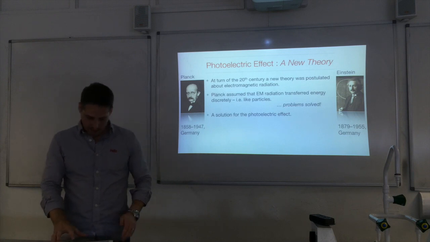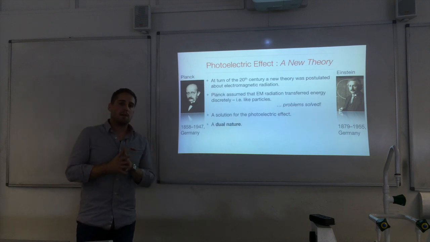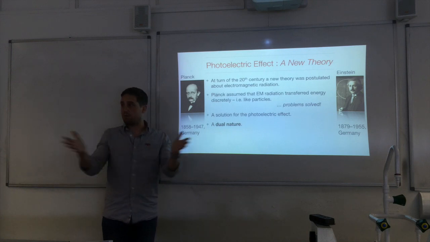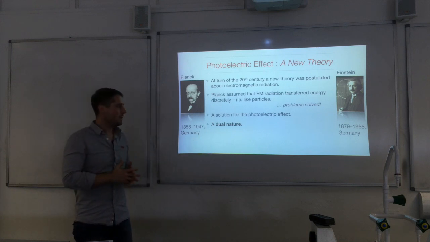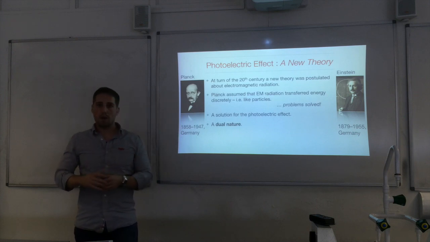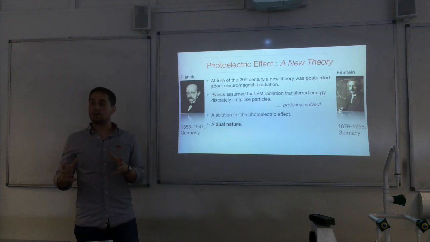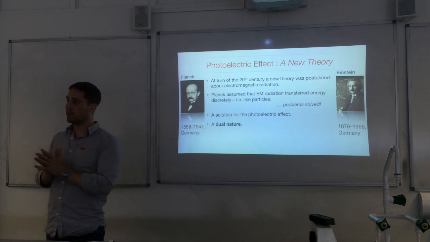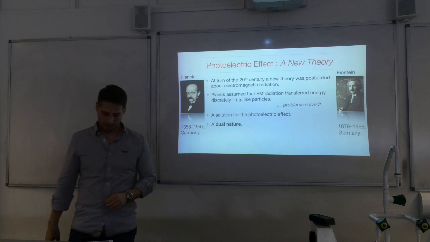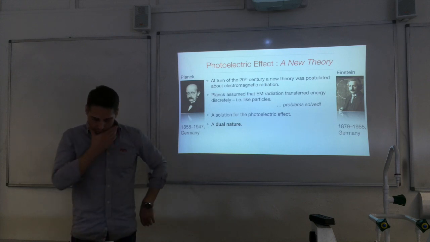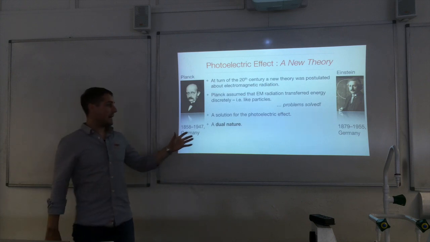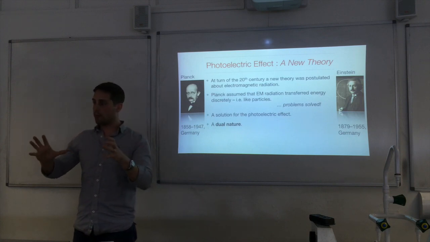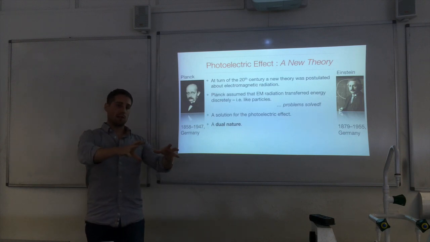So now what we see is that electromagnetic radiation, under some conditions, does behave like a wave. Double slit experiment, for example, polarization. And under other conditions, it behaves like a particle. So it seems that electromagnetic radiation has a dual nature. Normally, we don't observe that dual nature simultaneously. You don't see electromagnetic radiation behave like waves and particles at the same time.